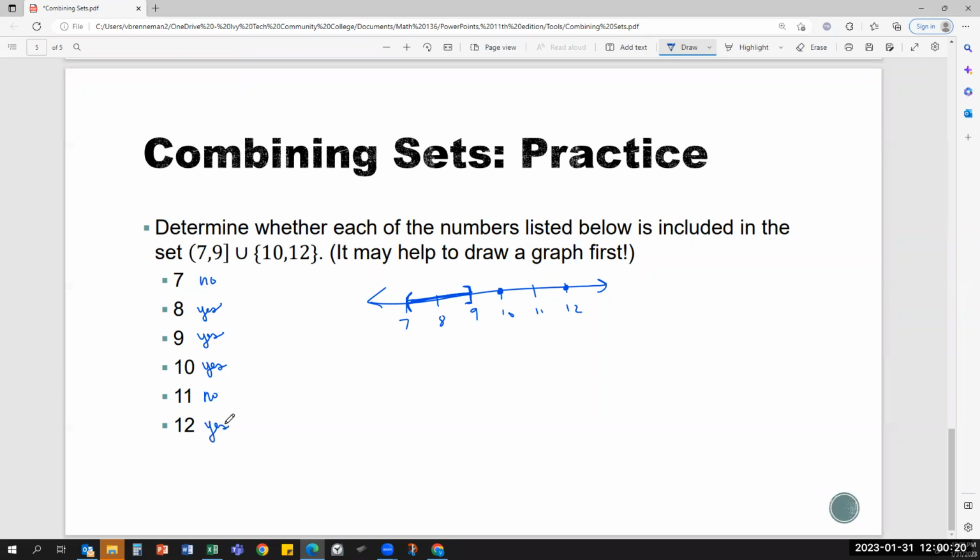So just be a little careful and understand the difference between what those curly braces mean if there's multiple numbers listed inside of there versus the brackets. So the 10, 12 inside curly braces is a completely different set than the 10, 12 inside of parentheses or square brackets as far as what is actually included in that set. So that's combining sets.